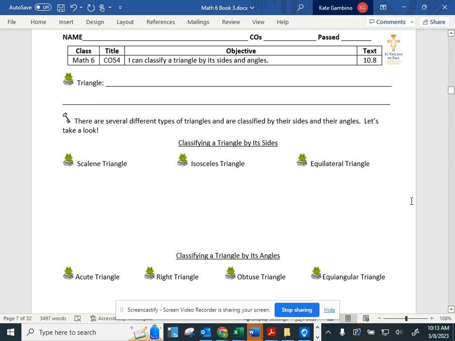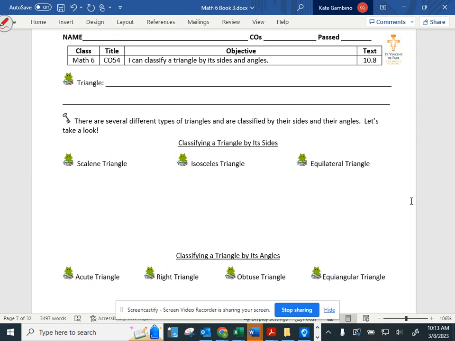Good morning. Today we are continuing working with those angles, and we are going to be working with triangles also. So in order to do that, we need to know what a triangle is. Well, we're doing CO54. I can classify a triangle by its sides and its angles. So we're going to be using angles and the sides to know what type of triangle it is.